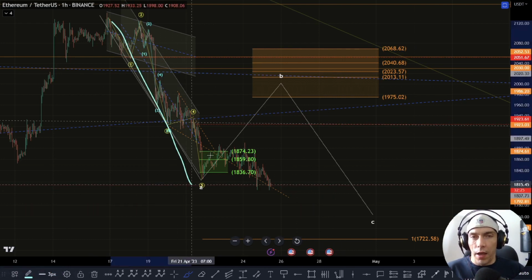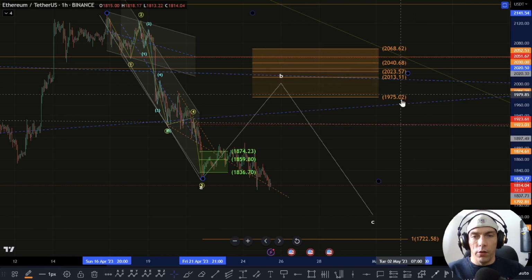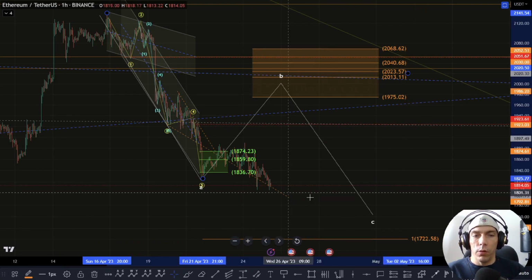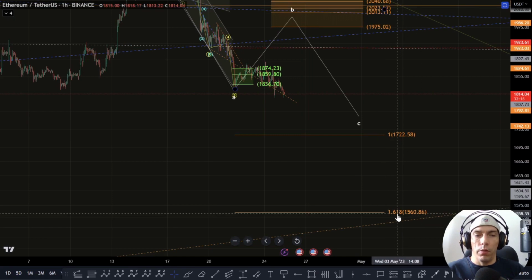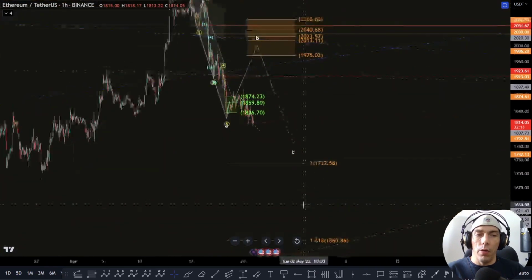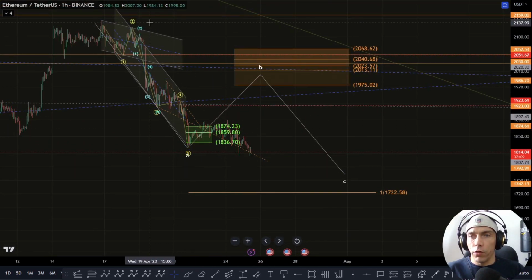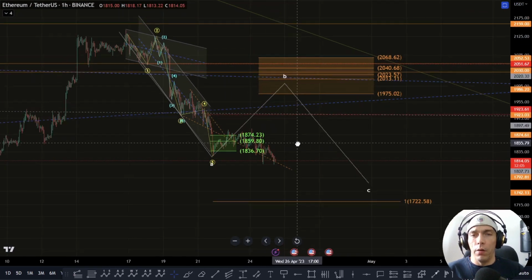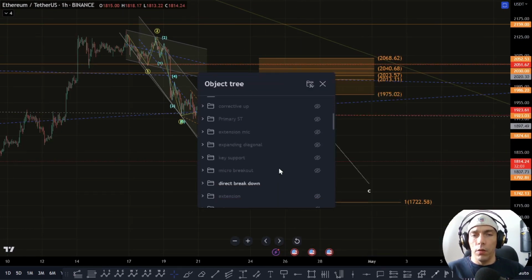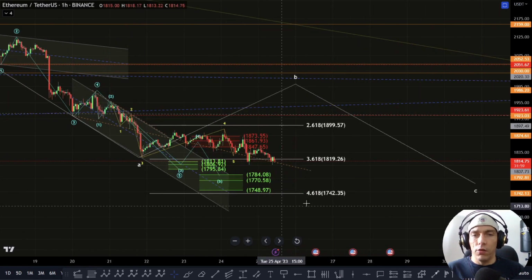Whether this just becomes an A, B, and a C, and we just get a push down lower here, potentially towards the zone of the 1722, or it becomes a bigger impulse and we get a drop down below this 1560 area. So we'd have to be cautious with this. It is still possible within the structure here that we could actually be still extending out, and we're going to go over that now.